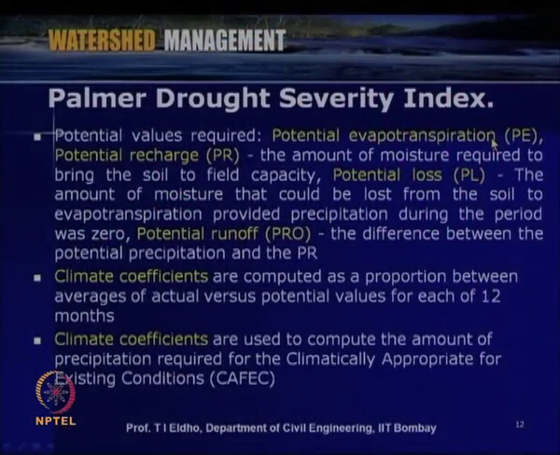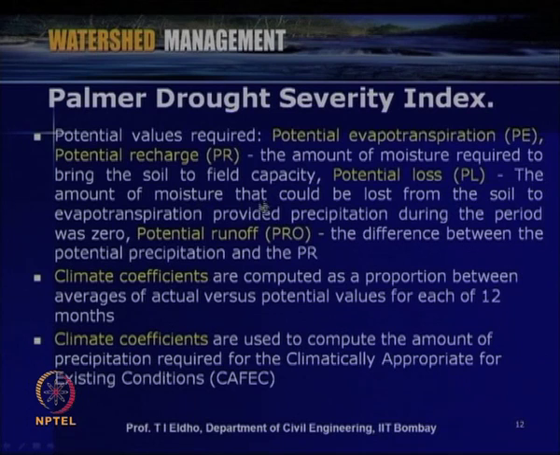As far as the Palmer drought severity index is concerned, the potential values required include the potential evapotranspiration; the potential recharge for the soil, which is the amount of moisture required to bring the soil to its field capacity; and the potential loss, the amount of moisture that could be lost from the soil to evapotranspiration provided precipitation during the period was 0. Then potential runoff from the particular watershed or area is the difference between the potential precipitation and the potential recharge.